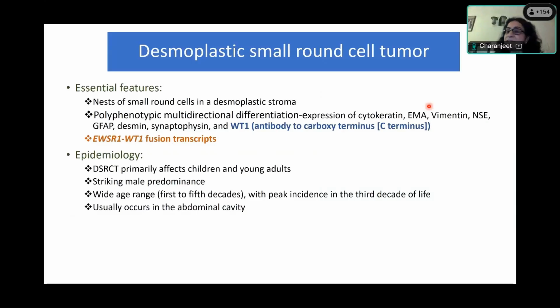The characteristic feature of this tumor, which you can see, is nests of small round blue cells in a desmoplastic stroma. And the very characteristic feature, as you see, is that it is showing multi-phenotypic differentiation. Okay, so that is there. Any idea, Dr. Jasleen or Dr. Bigrai or Dr. Ekta, what type of prognosis does this tumor have?